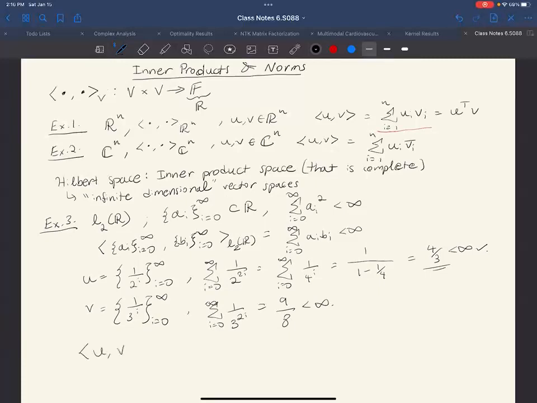So if I look at U inner product V, this is just going to be the sum from i equals 0 to infinity of 1 over 2 to the i times 1 over 3 to the i, which is just the sum from i equals 0 to infinity of 1 over 6 to the i. And of course, we can evaluate this again. It's just 6/5. Okay.